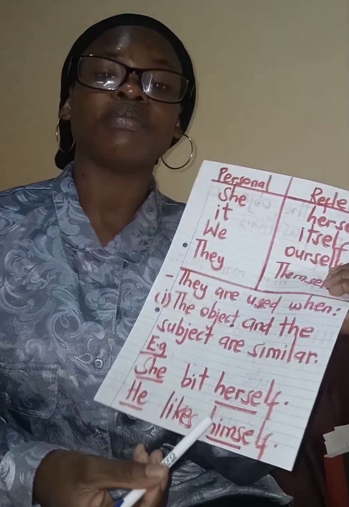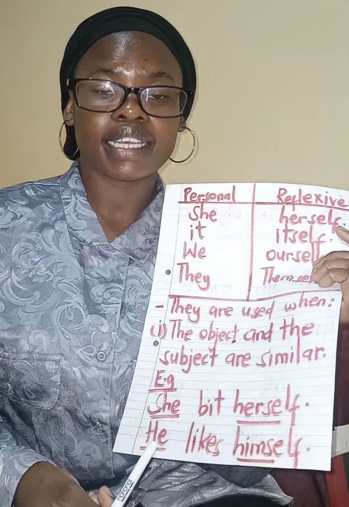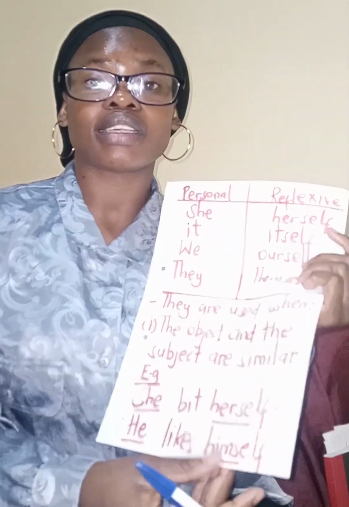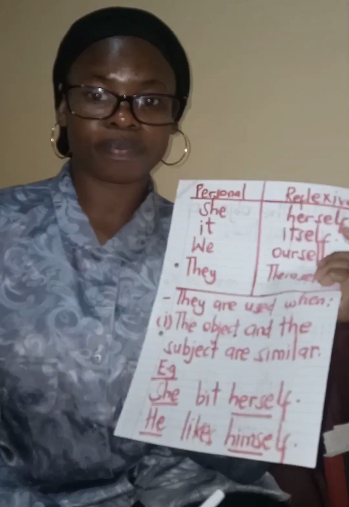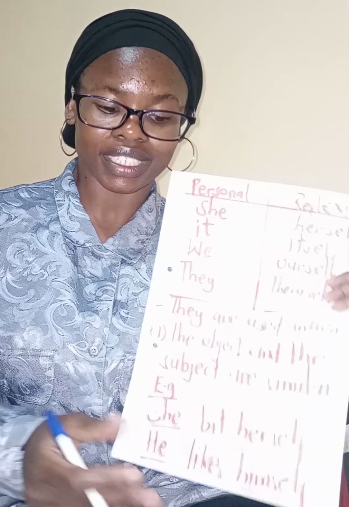He likes himself. He is the subject. Likes is the verb. Himself is the object. We can also see that the subject and the object are the same.